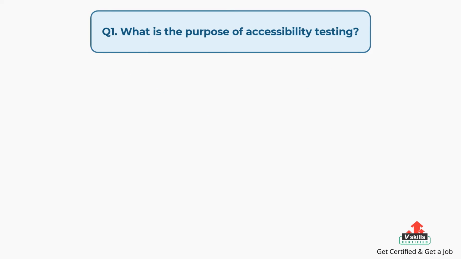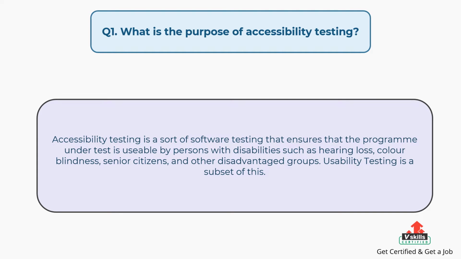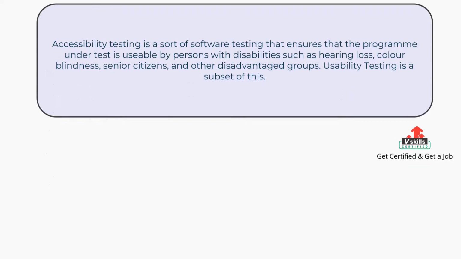What is the purpose of accessibility testing? The answer is: accessibility testing is a sort of software testing that ensures that the program under test is usable by persons with disabilities such as hearing loss, color blindness, senior citizens, and other disadvantaged groups. Usability testing is a subset of this.